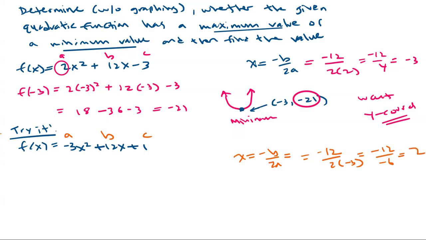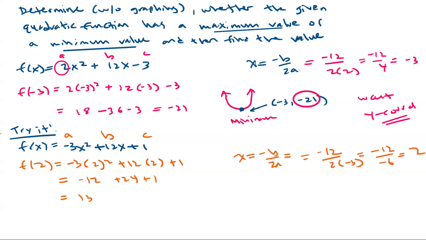Then we plug that value into our f of x function. So f of positive 2. We get negative 3 times 2 squared plus 12 times 2 plus 1. That gives us negative 12 here, a positive 24, and then a positive 1. So we simplify that and we get 13.